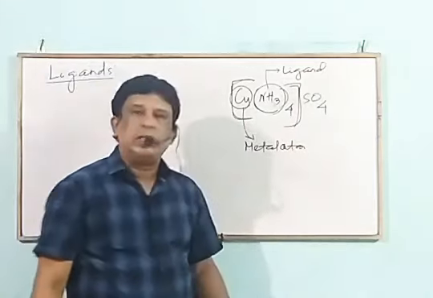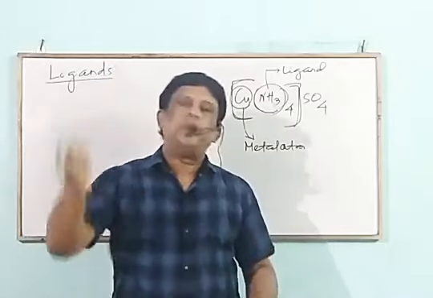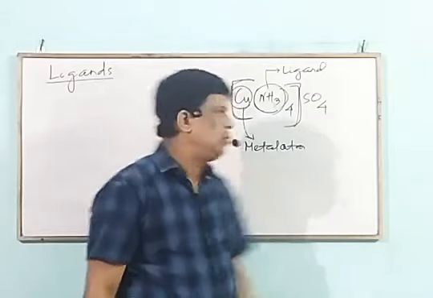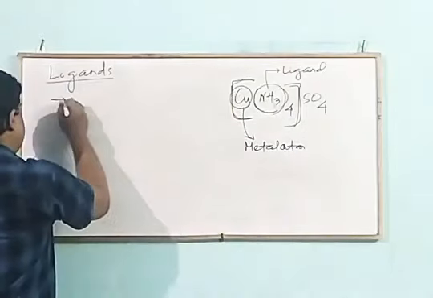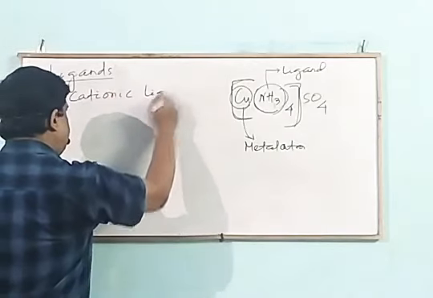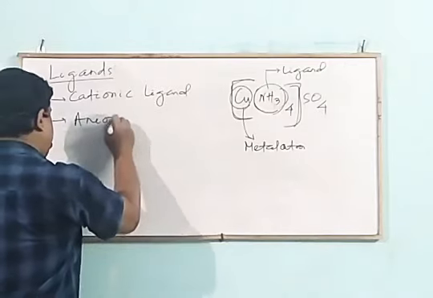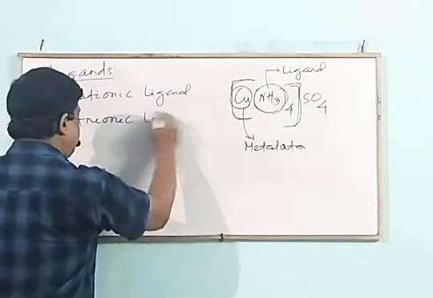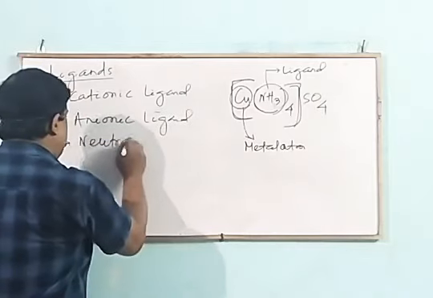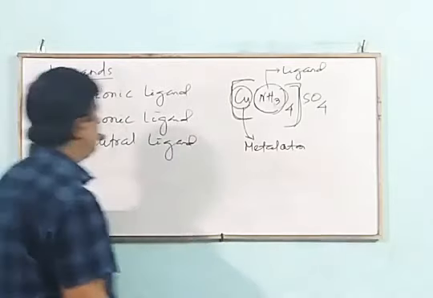Then, depending upon the charge present on the ligand, ligands may be classified into three types. One is known as cationic ligand, one is known as anionic ligand, and one is known as neutral ligand. Let us discuss one by one.